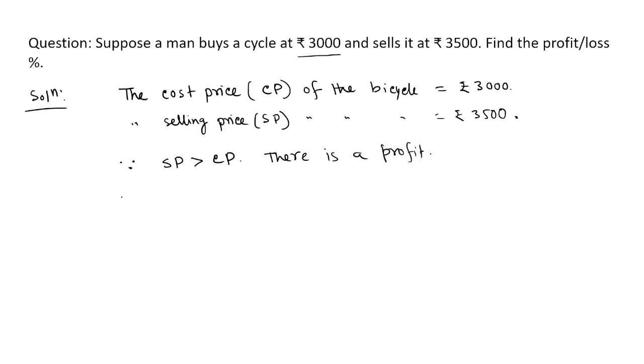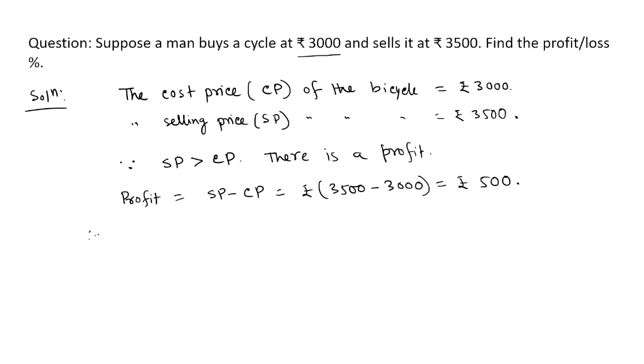Okay. So, what is the amount of profit? Profit equals SP minus CP, and that is rupees 3500 minus 3000, that is rupees 500. So, I get the profit. Now, I have to find the profit percent.